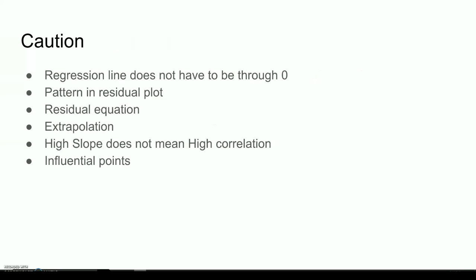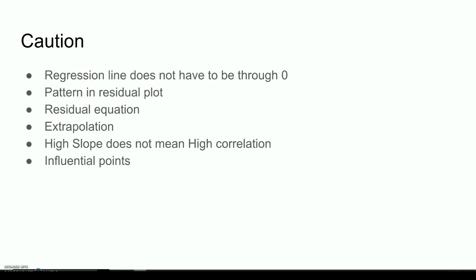Here are some things to be cautious about on the AP exam. The first one is that the regression line does not have to go through 0. That means that it doesn't necessarily have to have a point at 0, 0. The second one is that a pattern in the residual plot can indicate that it's not linear. So if there's a clear pattern, just know that it might not be linear.